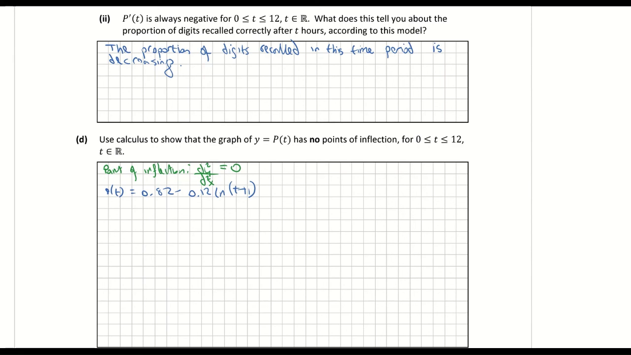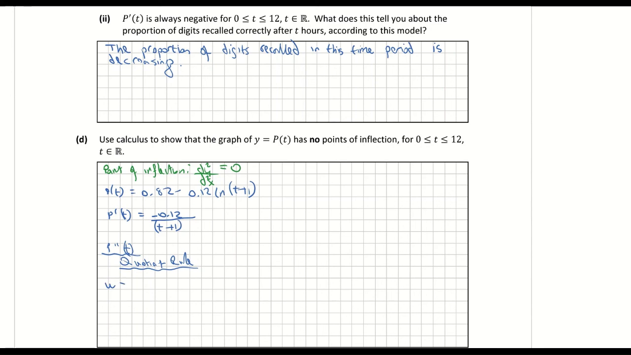From C part 1, we found the first derivative to be minus 0.12 over t plus 1. So that was our first derivative. Now I need to get the second derivative. In order to find the second derivative, I have a fraction here, so I'm going to use, from my log tables, my quotient rule. So I'm using the quotient rule here now.